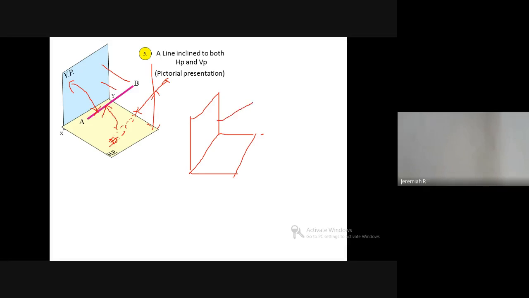So now the line is inclined to the vertical plane, but parallel to the horizontal plane. When you say parallel, the distance is equal. Inclined to the vertical plane, maybe at some angle, 30 degrees. When you extend this line, it will touch the vertical plane. Then it is called the vertical trace.